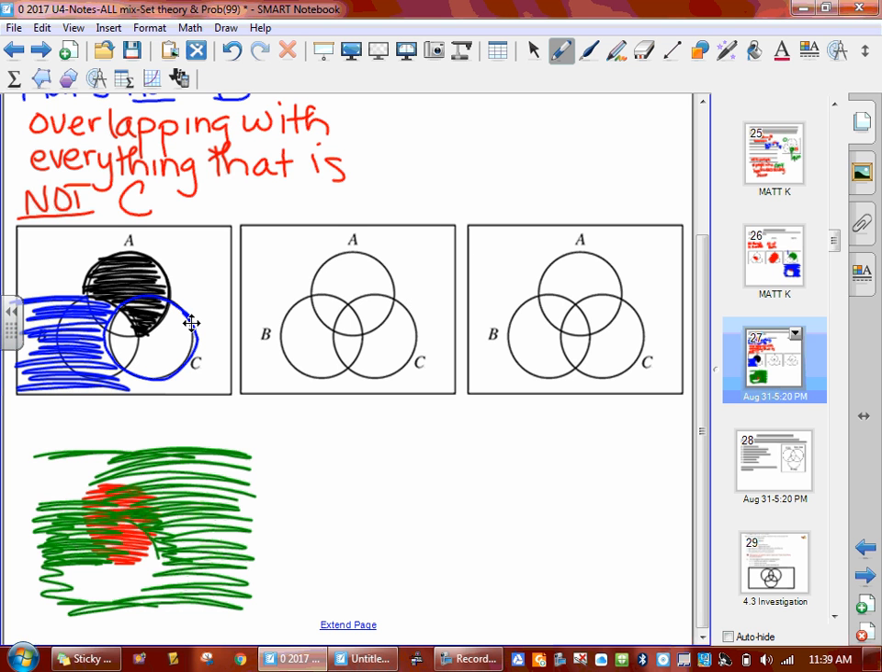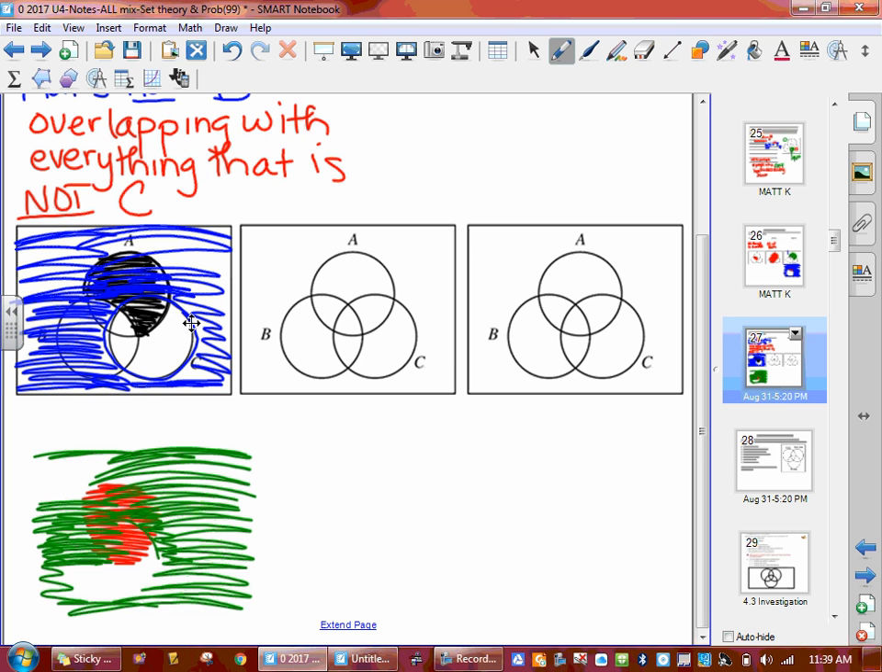So where does it overlap with the black is what we want. Where does it overlap with the black? That's what we're looking for. So I'm going to draw it in red. This is where it overlaps with the black. So here's some black. There's the rest of the black. And there it is. So we only want this section. That's it. We don't want anything else.